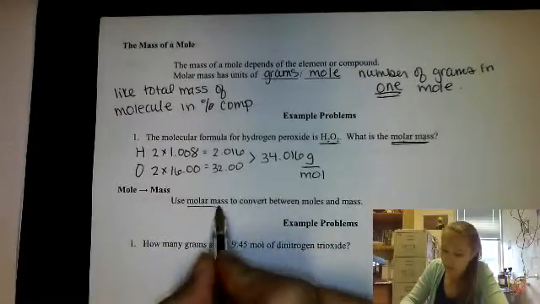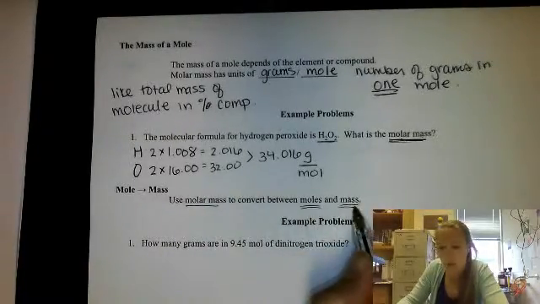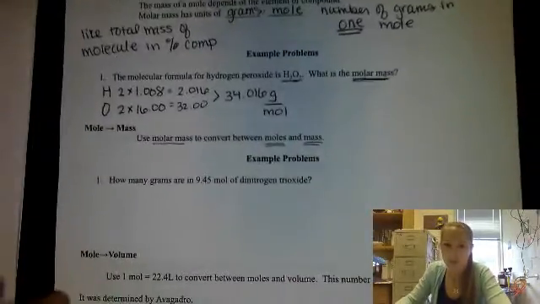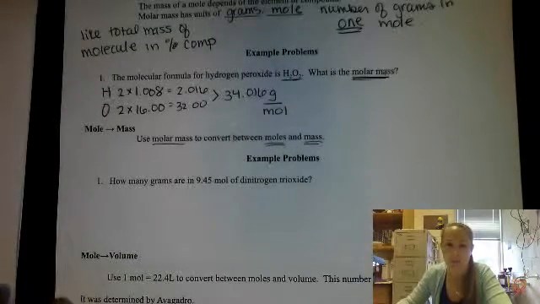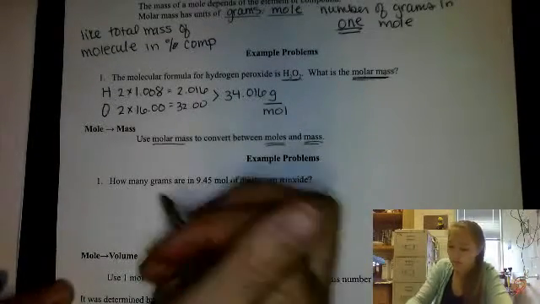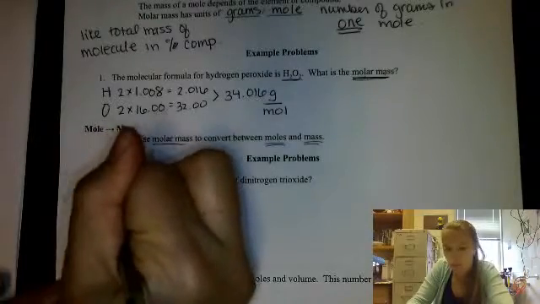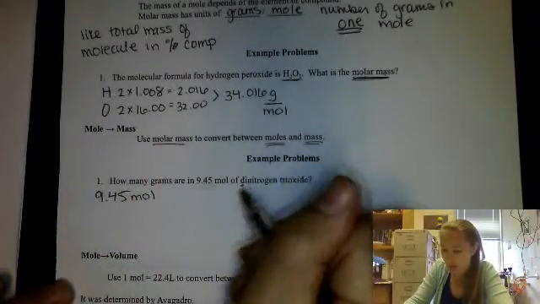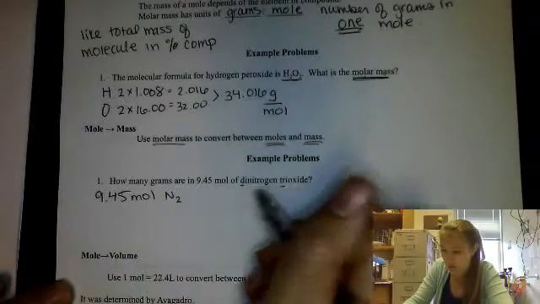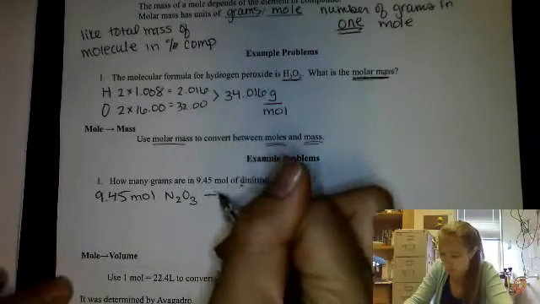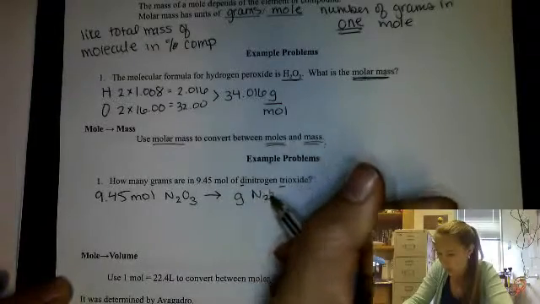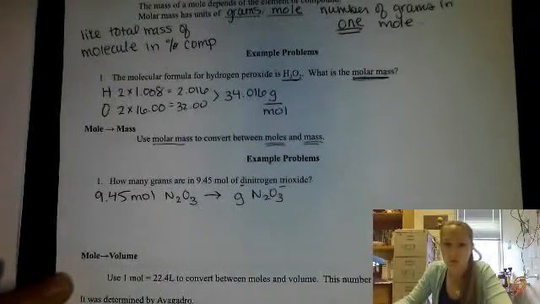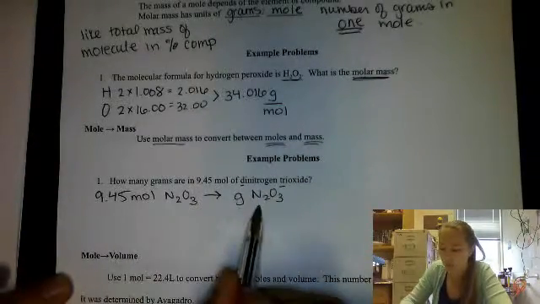I'm going to use molar mass to convert between moles and mass. Okay? So how many grams are in 9.45 moles of dinitrogen trioxide? So I start with 9.45 moles, dinitrogen, 2 nitrogens, trioxide, 3 oxygens, and I want to go to grams, N2O3. I always want to start by writing what I'm given and what I'm going to.